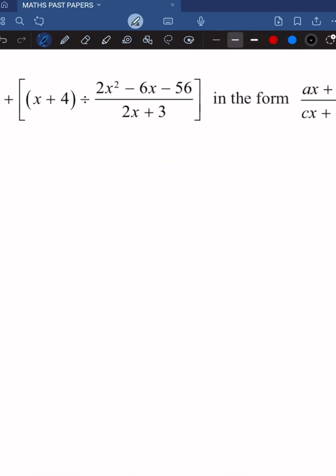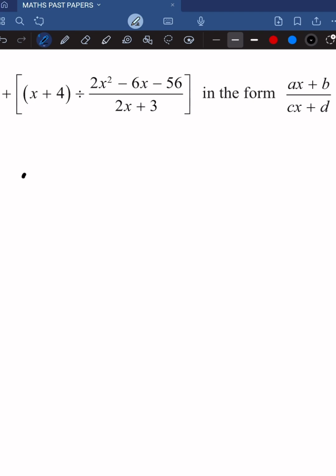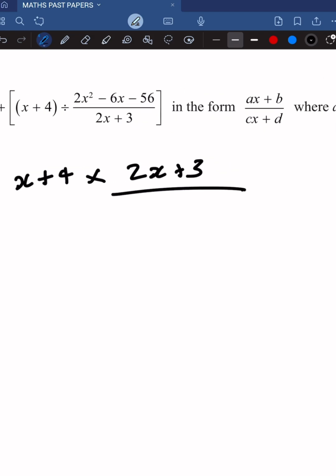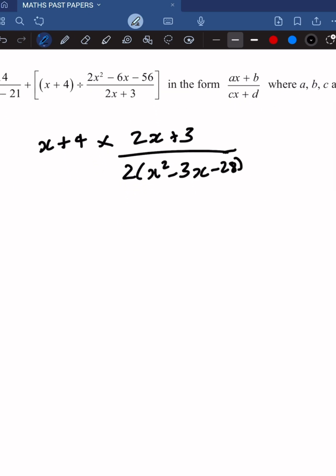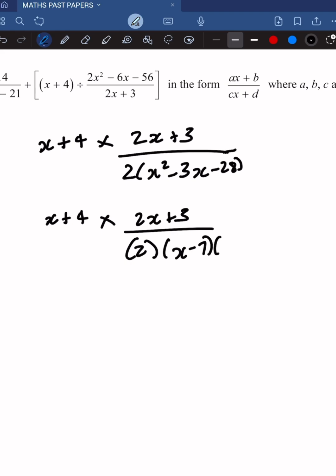So I'm going to start off with this square bracket. So it's going to be x plus 4 times 2x plus 3 over... now I can take out 2 here. x squared minus 3x minus 28. So I can factorize it as x plus 4 times 2x plus 3 over 2 times x minus 7 and then x plus 4, because two numbers that multiply to give minus 28 are minus 7 and 4, and add to give minus 3 is minus 7 plus 4.